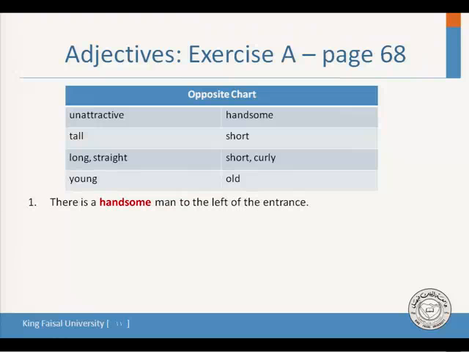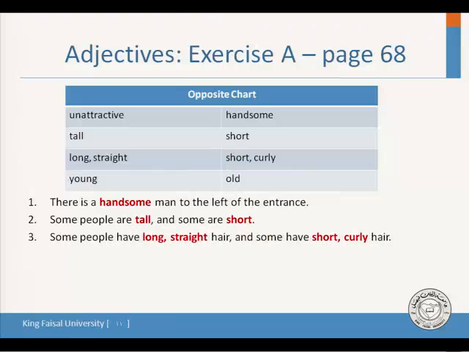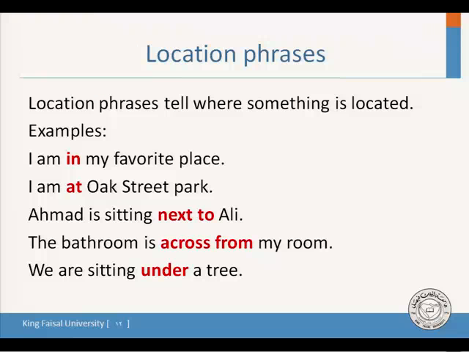Now, look at this sentence. There is a handsome man to the left of the entrance. A handsome man. Some people are tall and some people are short. Number 3, some people have long straight hair and some have short curly hair. Some people are young and some people are old. Okay. Now, the location phrases.